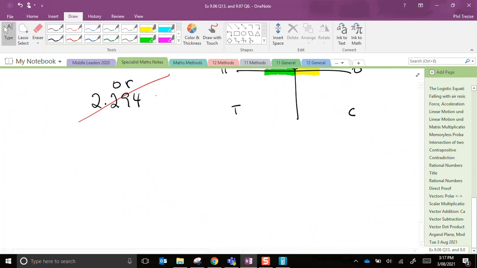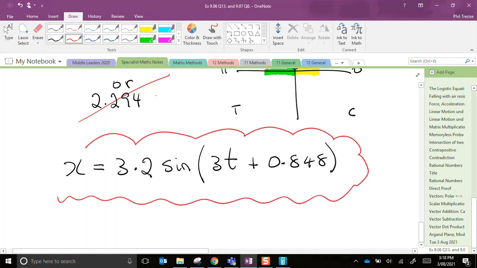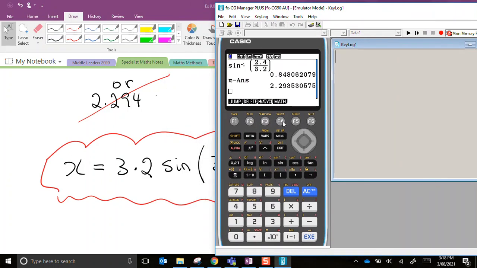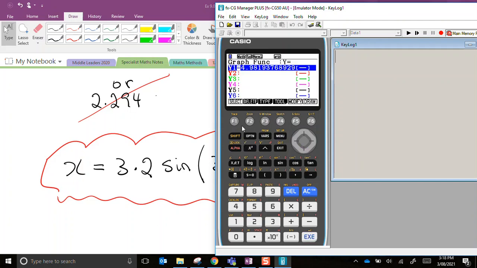Therefore, the equation of my graph was x equals 3.2 times the sine of 3 times t plus a phase angle of 0.848, plus 0. That's the equation of my graph. How will I check? Well, let me use my technology. We'll go here into our graphing choices. I don't know what that is, so we can probably throw that away.